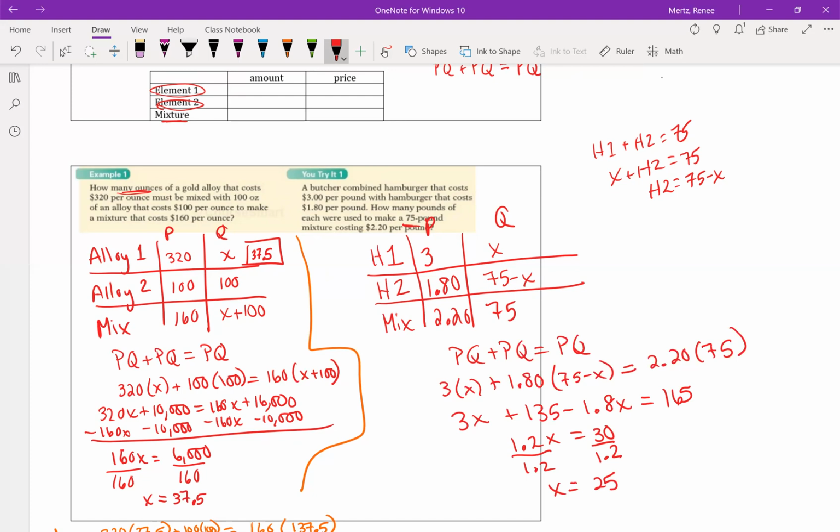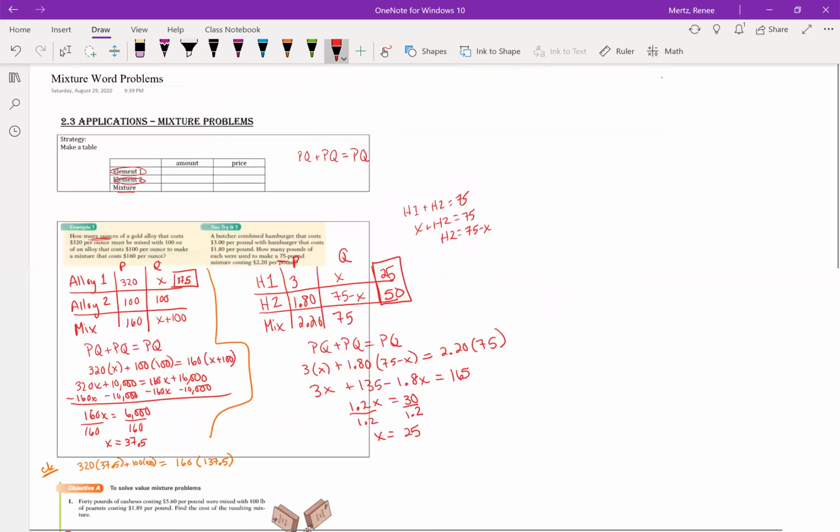So would it make sense if it was more than 75? You could get a decimal. Usually they're nice decimals where they work out pretty evenly. So 25 and 50.